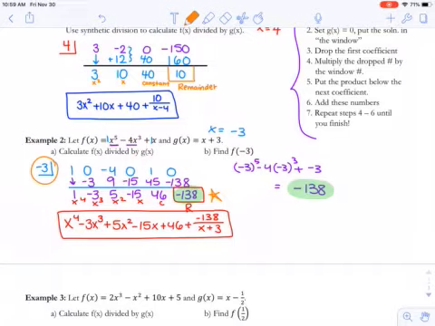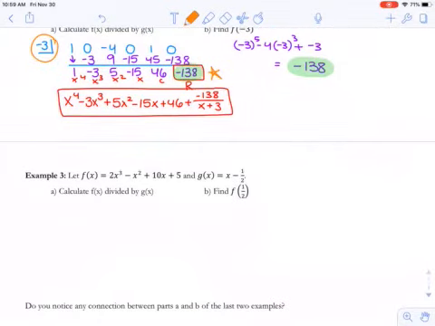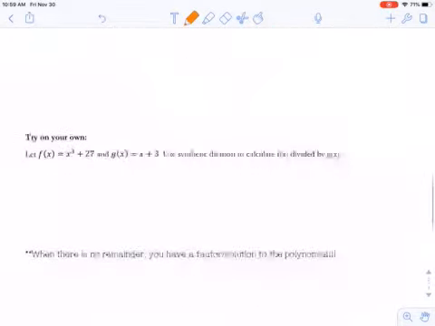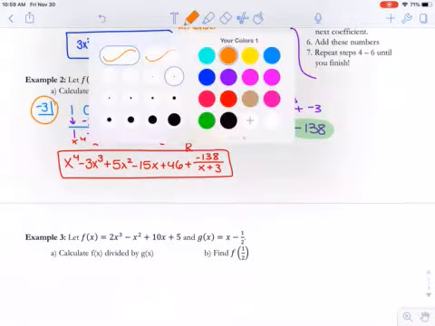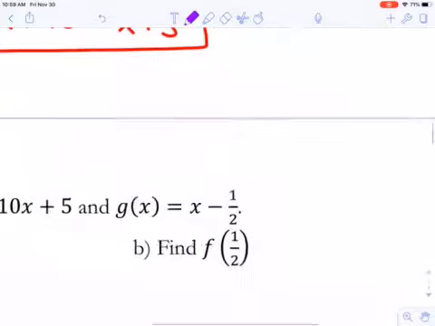Let's see, we can actually do this with fractions, so I'm going to show you that. And then we'll just quickly talk about the remainder theorem and call it a day. Okay, so the window number is going to be positive 1/2.